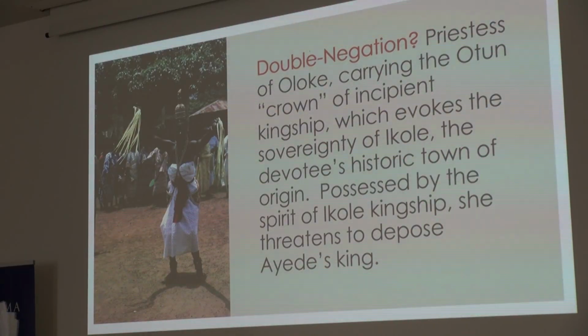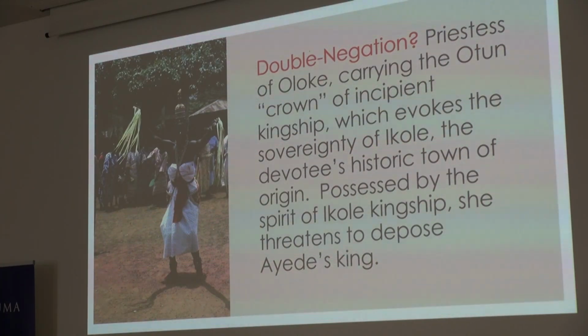So here we have what I call double negation. Palm fronds in both hands. And this makes sense because the deity of Oloke comes from an immigrant subgroup in Ayede that brought their own kingship and had to relinquish it. So she comes out, she's actually embodying a historic office that cannot be acknowledged publicly because it's treason. You can't have two kings in a Yoruba kingdom. There's a proverb about that.